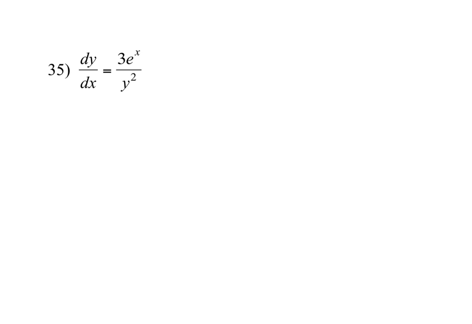Okay? So the first thing I'm going to do is I'm going to manipulate this particular one so that my y is over there with my dy and my dx is over there with my x. So I'm just going to multiply the y squared over and move the dx over as well. So I end up with y squared dy equals 3e to the x dx.